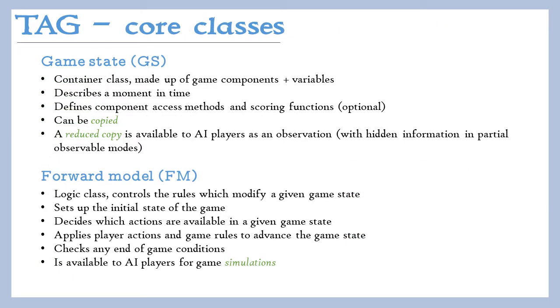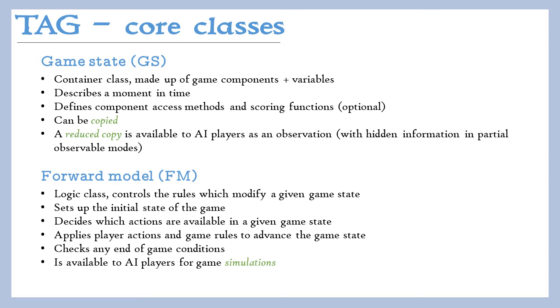In order for a game to be created, 2 main classes are required, a game state and a form model. The game state is a container class made up of game components and any other variables that can be used to speed up execution. A game state describes a moment in time and defines component access methods and optionally a scoring function to be used by the AI players. A game state can be copied, and the AI players receive such a copy reduced to only include the information they can actually observe at the time.